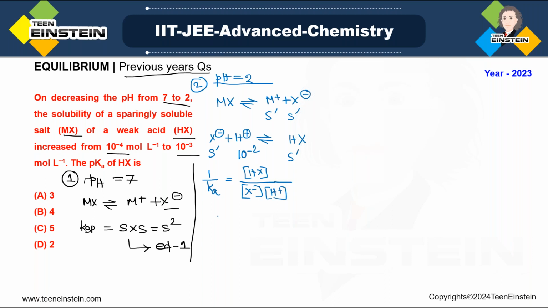Now in place of Hx, we can write S prime. In place of H plus, we can write 10 to the power minus 2. But in place of X minus, we will not write S prime. Now why it is so? It will be clear.